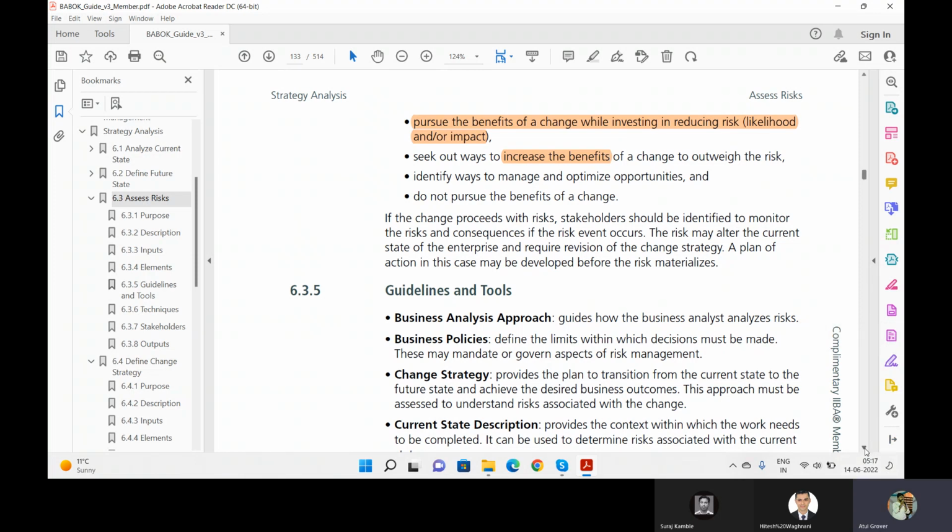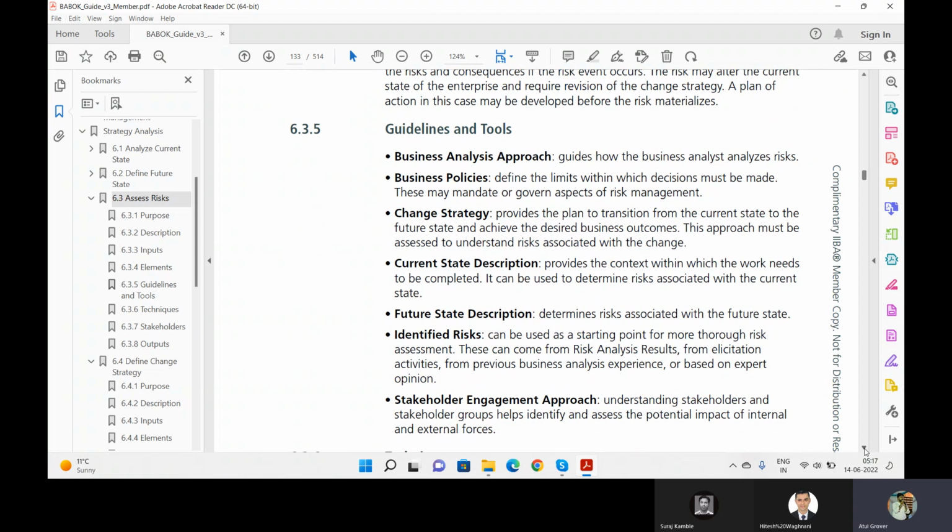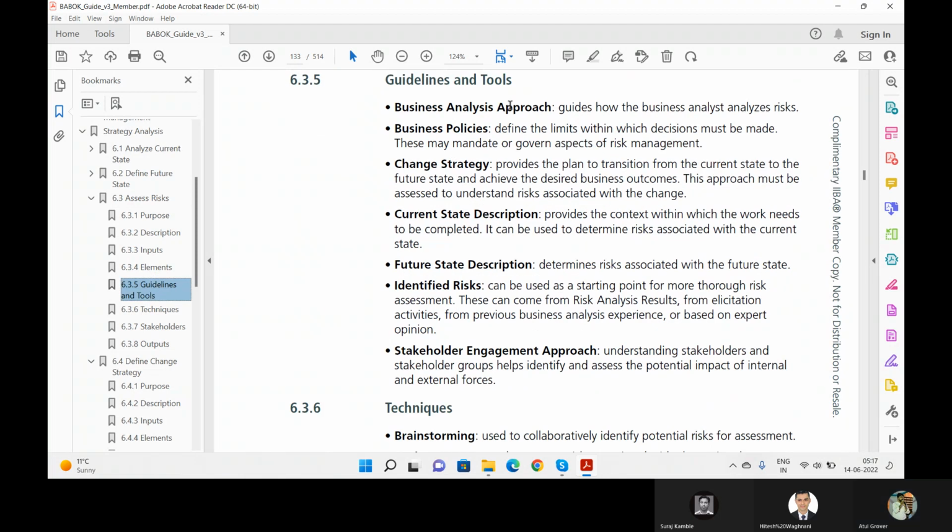recommendation things. Now when you want to evaluate the risk, you want to assess the risk, you have to follow some guidelines or principles. Number one, your business analysis approach tells how to analyze the risk. Your business policies help to make a decision on that part, defining the limits within which a decision must be made. We are okay to go for this solution and we are happy to take 20% of the risk, not more than that. That is the business policies.